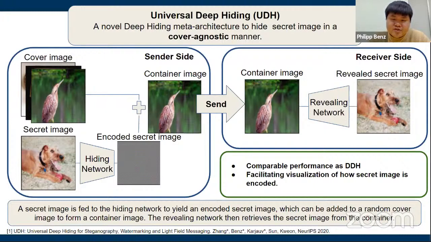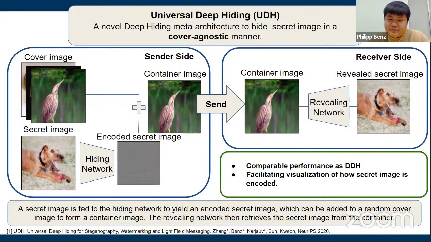And so I think we would agree the task of universal deep hiding is much more challenging than the existing DDH, basically the cover-dependent deep hiding task, because now the hiding network cannot adaptively hide the secret based on the cover image. But somewhat surprisingly, we find that our UDH actually achieves comparable performance to DDH.